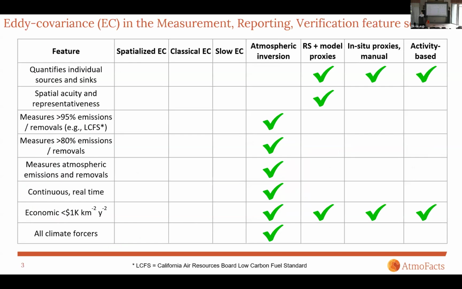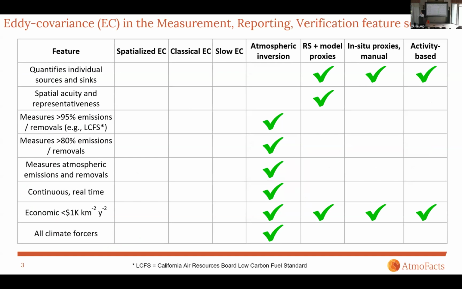And so to choose our means, what I put together here is a feature set for how we can make direct atmospheric measurements like eddy covariance directly relevant for measurement, reporting and verification. So what must our measurement actually be able to achieve in order to become relevant? And so you see those different rows.